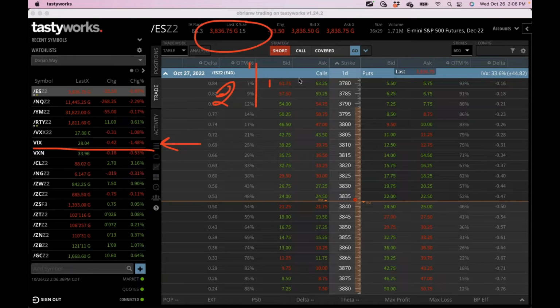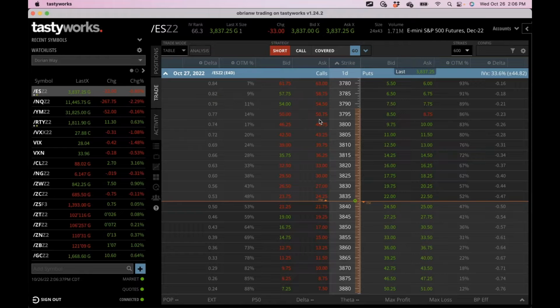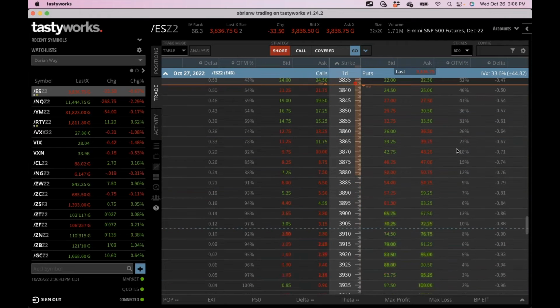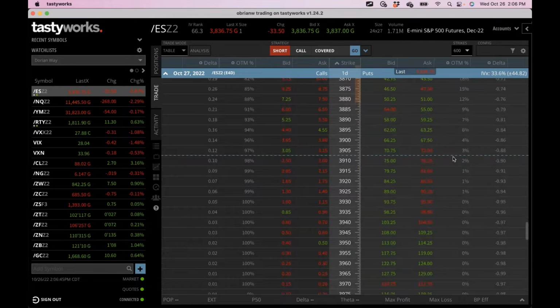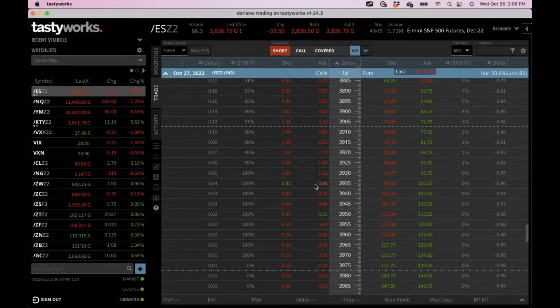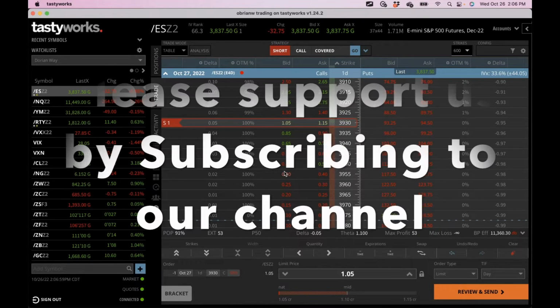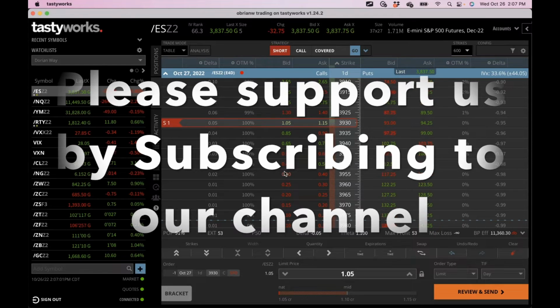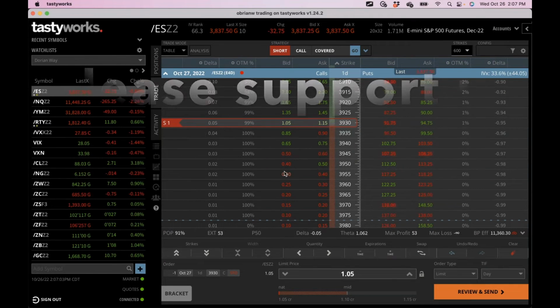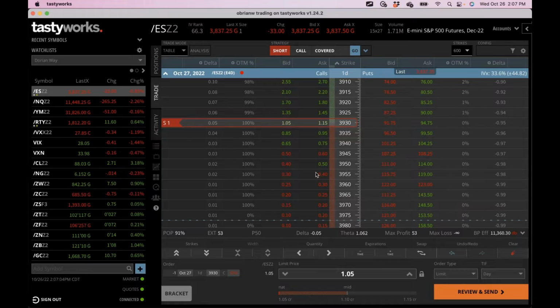Then what I'm going to do now is go to the 5 delta on both sides, and we're going to determine how far that is from at the money. So I'm going to sell this here, and I'm going to do a 20-point wide. You can do a 5-point wide, a 10-point wide, a 50-point wide. You can determine the width of the spread, and we do a lot of different widths with this type of trade. This afternoon, I'm going to do a 20-point wide.